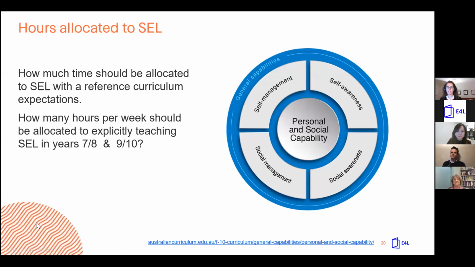Hours allocated to social-emotional learning. With this, I'm going to start off by throwing to Dr. Catherine Dix on this, and then to Michael, and then to Pauline. So Dr. Catherine Dix, what can you tell us about how much time, or how should we approach SEL in a school? Yeah, certainly. Thank you very much.